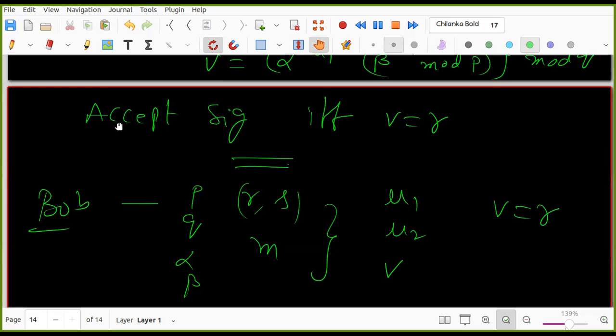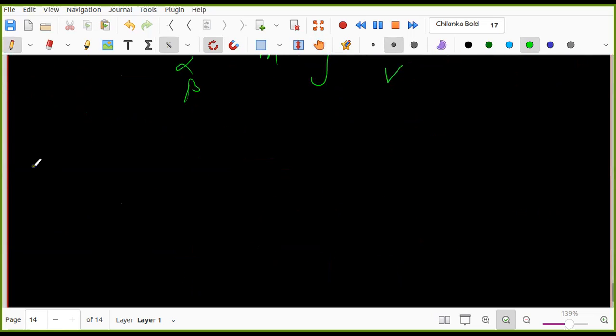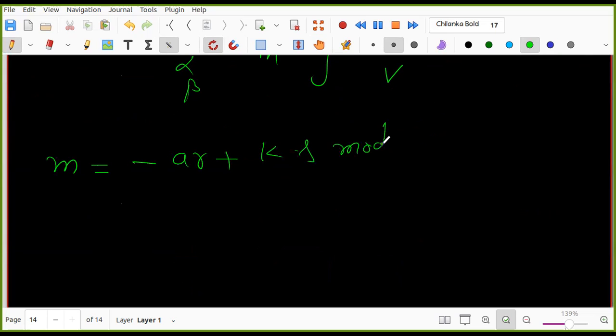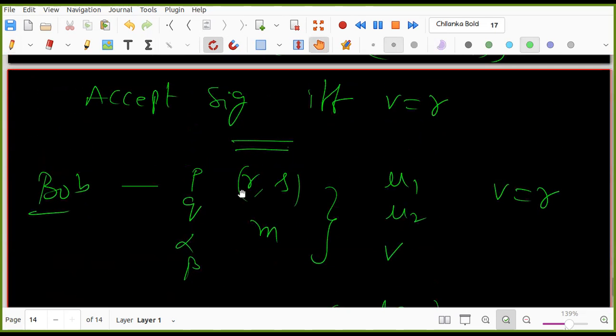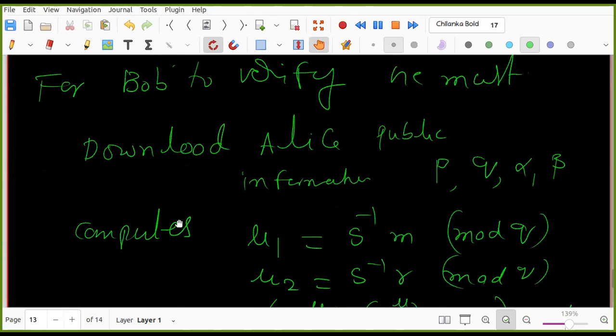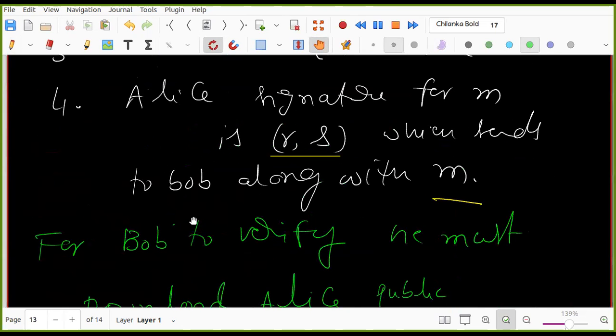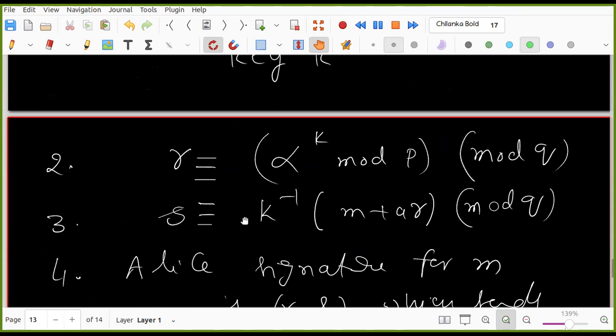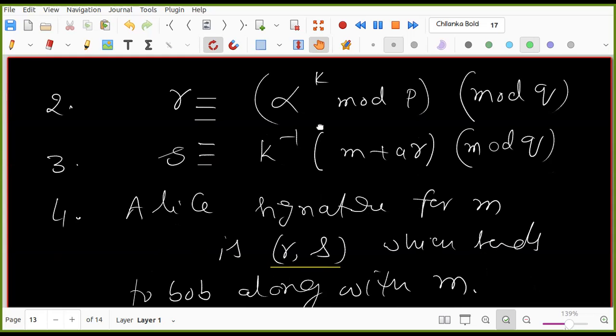I'll tell you why it is verified. First of all, M is equal to minus AR plus KS mod Q. We did this earlier. From here, S equals the single S only. So KS is equal to M plus AR, so M is equal to KS minus AR mod Q. From this we have M.